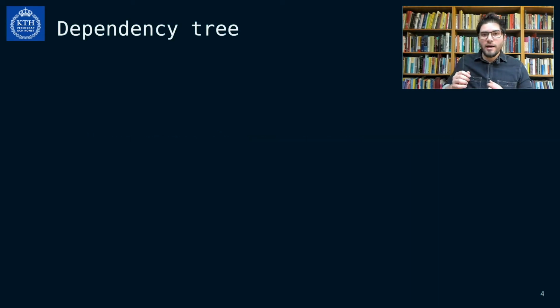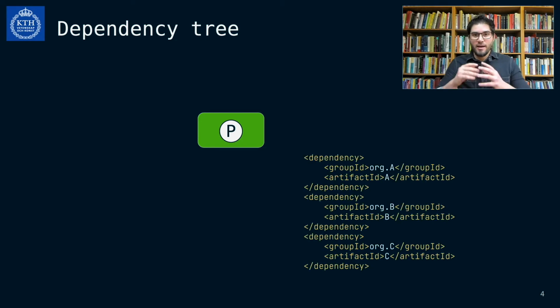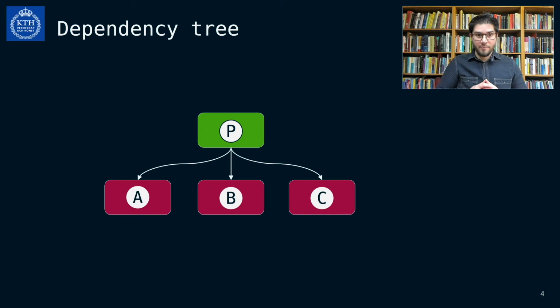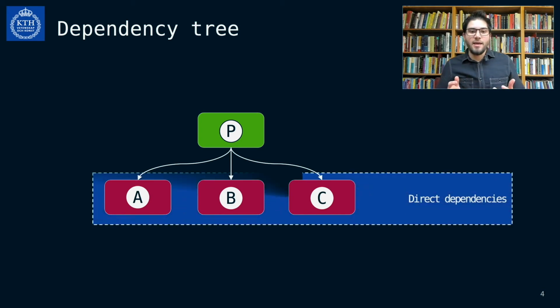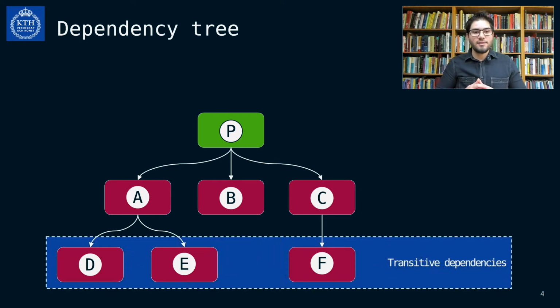Let's say that we have a project P. In the pom.xml, we declare three dependencies, A, B, and C. These are direct dependencies of the project P. But the dependency A has other dependencies, D and E, and dependency C has a dependency F. D, E, and F are called transitive dependencies of the project P.